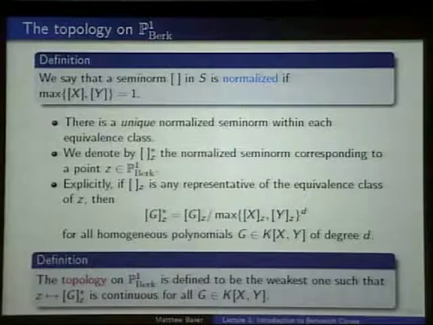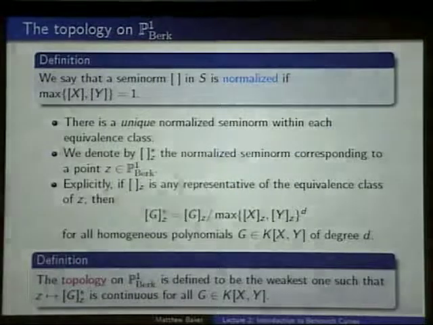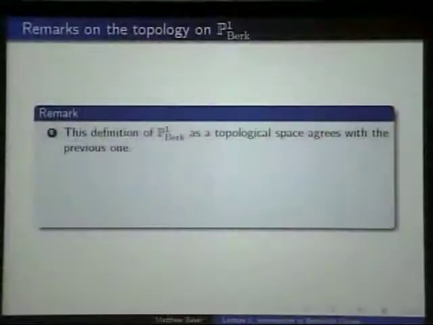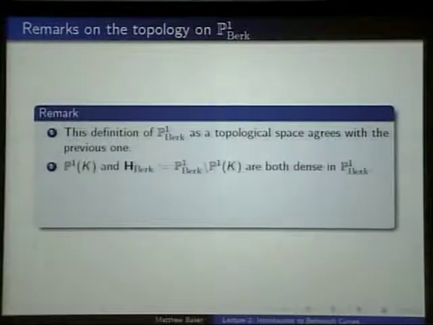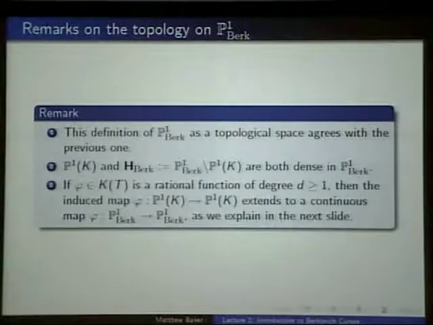Anyway, I just wanted to present this as an idea for how to give an alternate construction of the analytification of a projective variety, a projective scheme, that's somehow less dependent on gluing and choosing coordinates and such. So this topology agrees with the previous one that I defined. P1 of k and the complement of P1 of k are both dense in this topology.